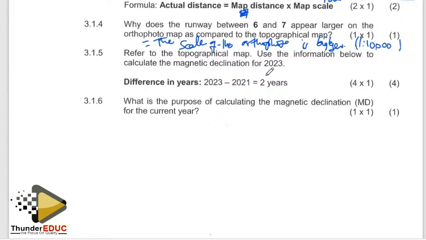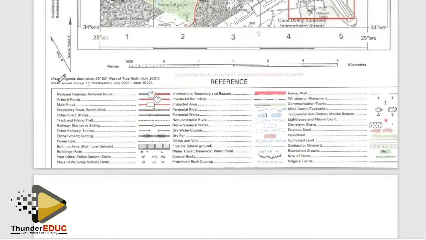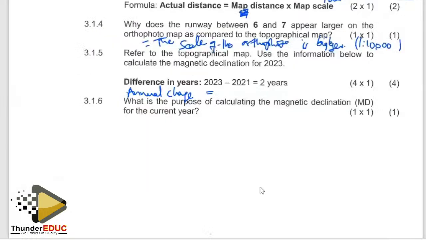Use the information below to calculate the magnetic declination. So we have the year difference is 2 years. If the difference is 2 years, what is next? It is the annual change. When you check on the map, the mean annual change is indicated as 12. So we say the mean annual change is 12 minutes west.